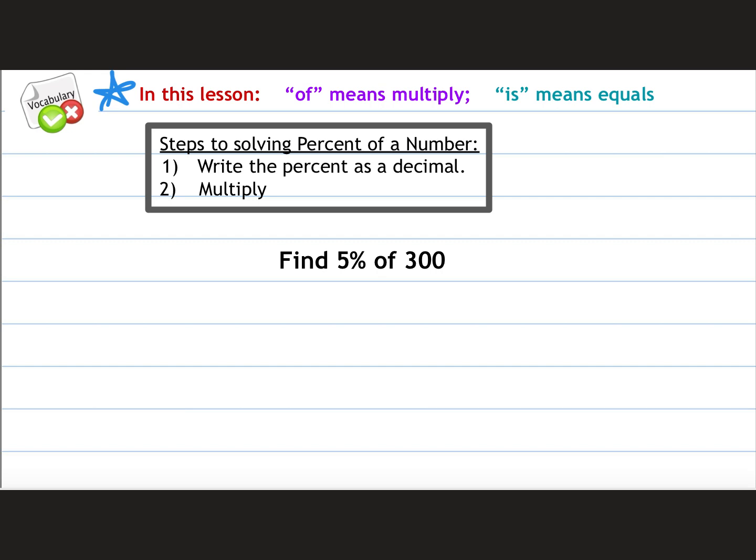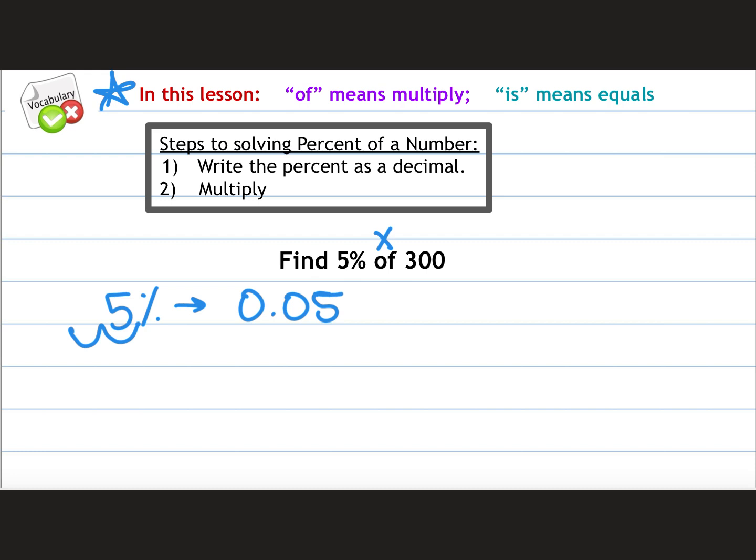So if we remember about turning percents into a decimal, we start with that 5%. So find 5% of 300. Again, "of" here means that we're going to multiply. So 5%, we need to make that into a decimal. We start wherever the decimal point is on the number, which in this case is at the end, and we move that decimal 2 spots to the left. So this as a decimal is 0.05.